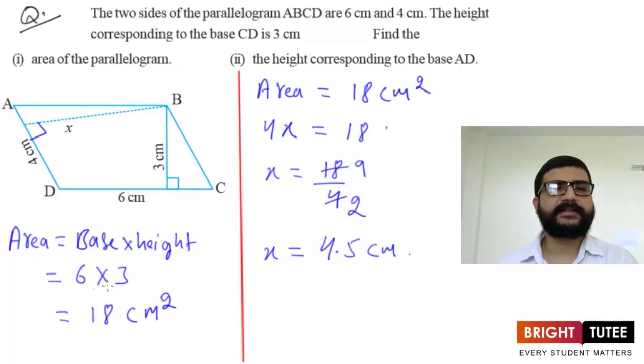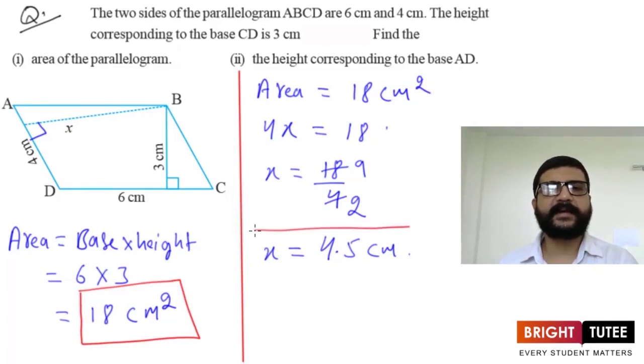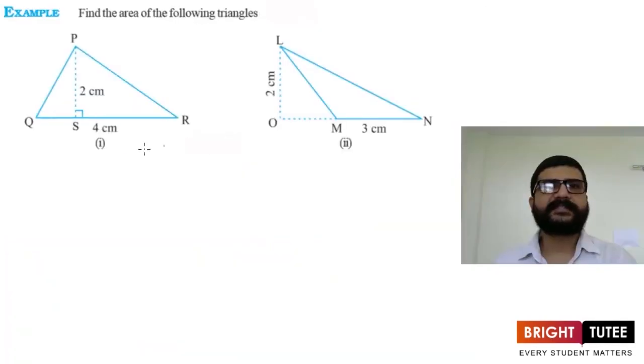So therefore in this question we got the answer for the first part as 18 square centimeters, and the answer for the second part is 4.5 centimeters. Now let's try this example. The question is, find the area of the following triangles. So the first triangle is triangle PQR.